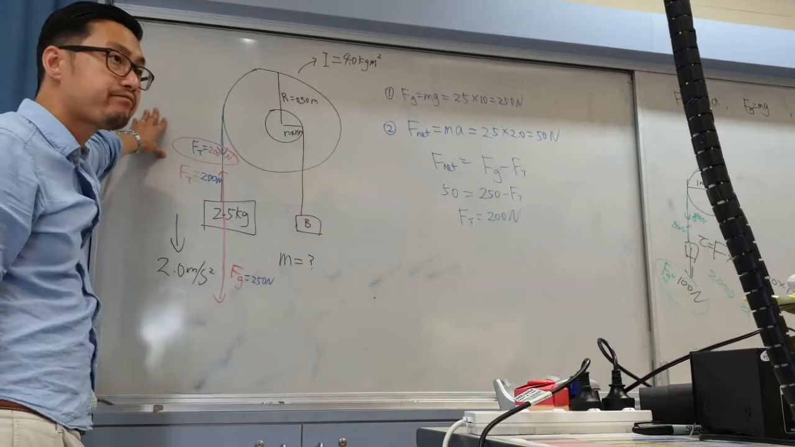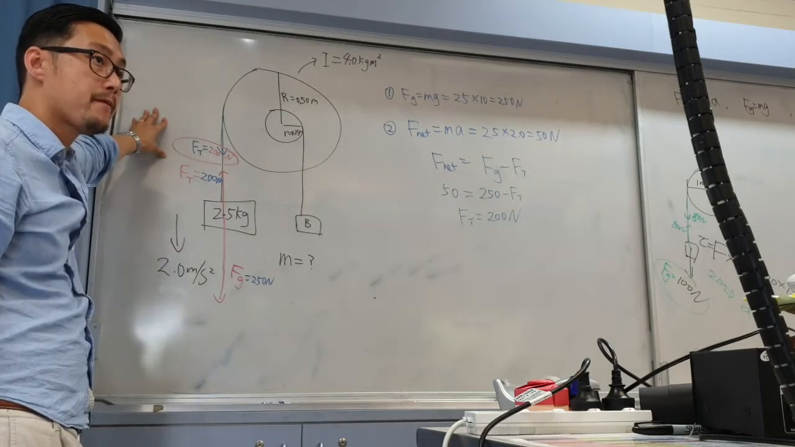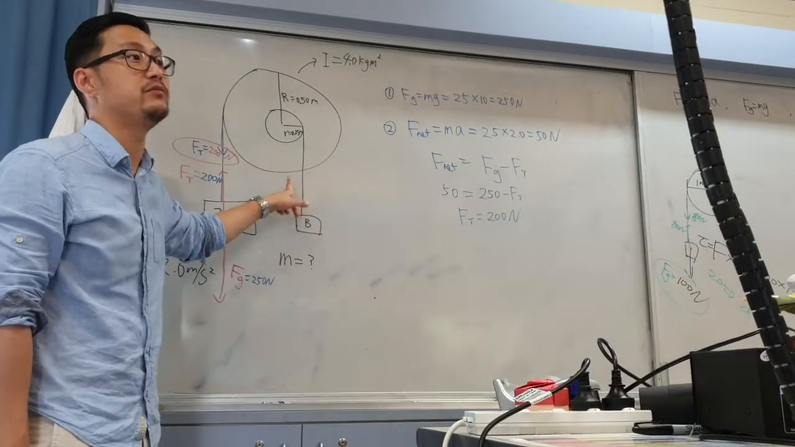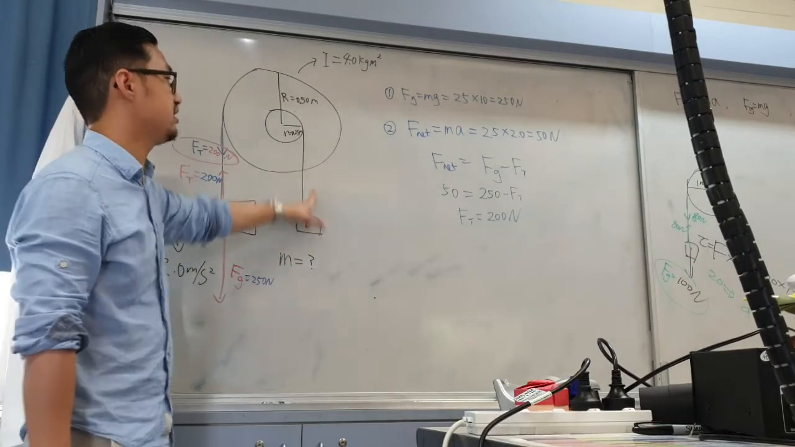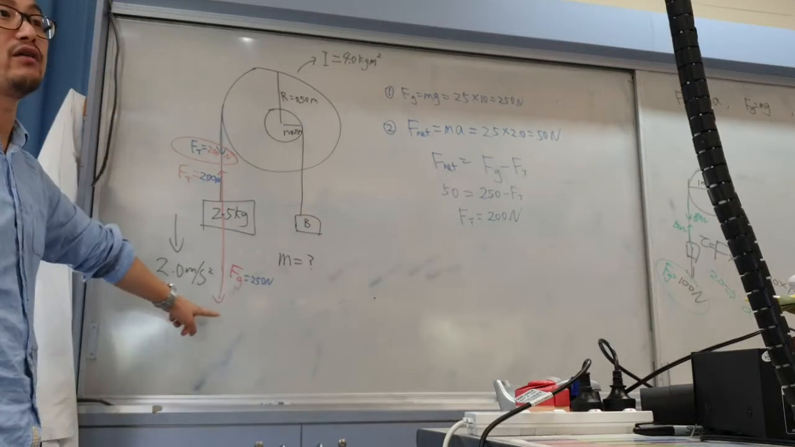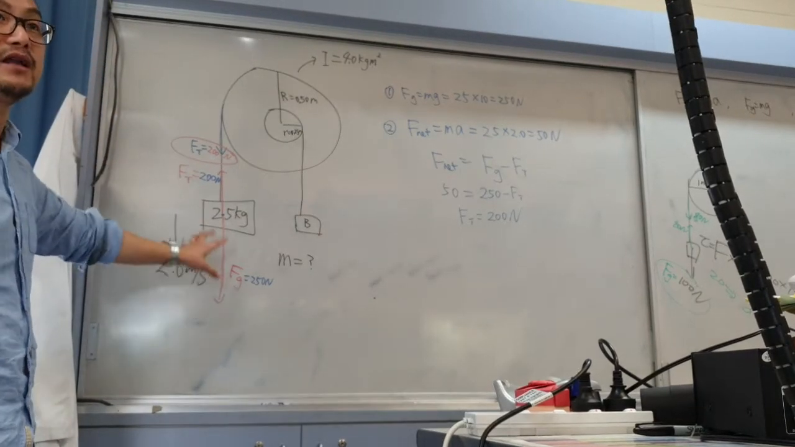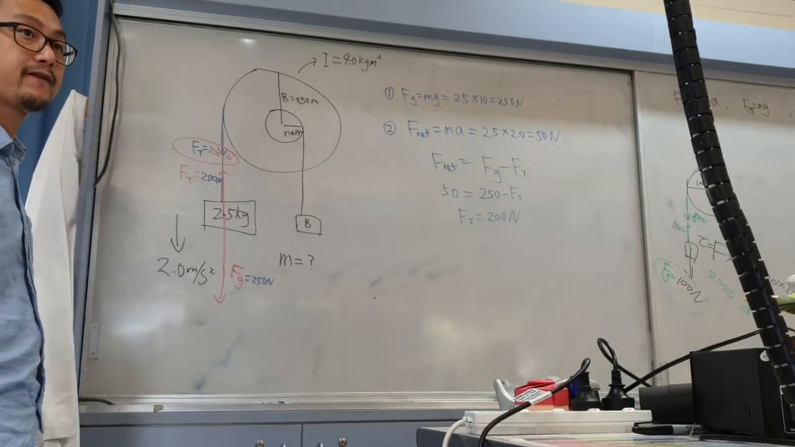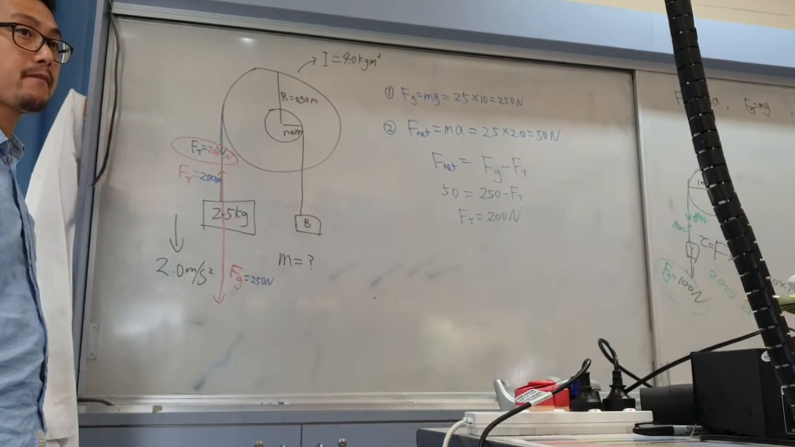So will FT always be smaller? No, not necessarily. We're going to look at this one, then we'll see FT is actually going to be bigger because this object is going to accelerate back upwards. If it's accelerating down, the T will be smaller than gravity, depending on what direction it's accelerating. So as the object falls down, the tension force would decrease to become less than gravity.